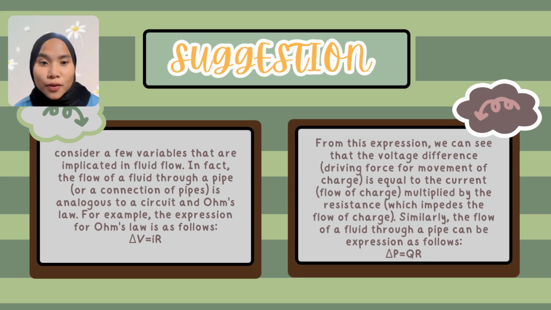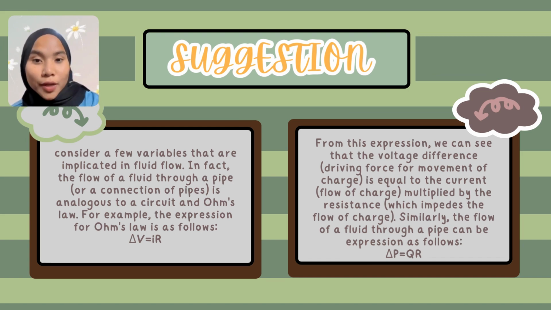The flow of the fluid through a pipe can be expressed as follows: delta P equals QR, where delta P is the pressure difference, Q is the flow rate, and R is the resistance. This expression takes the same form as Ohm's law. The pressure difference is equal to the flow rate multiplied by the resistance.